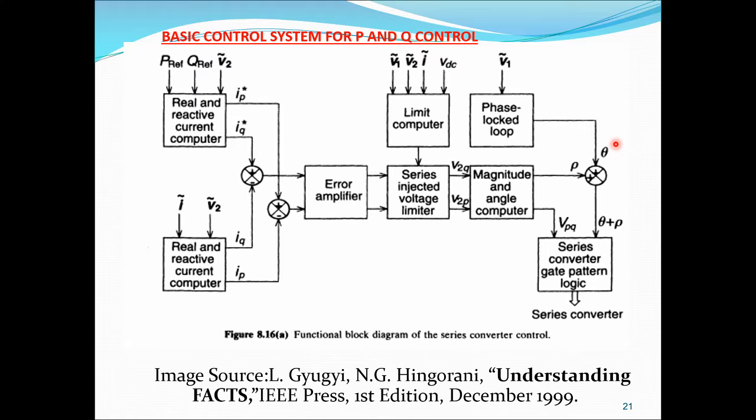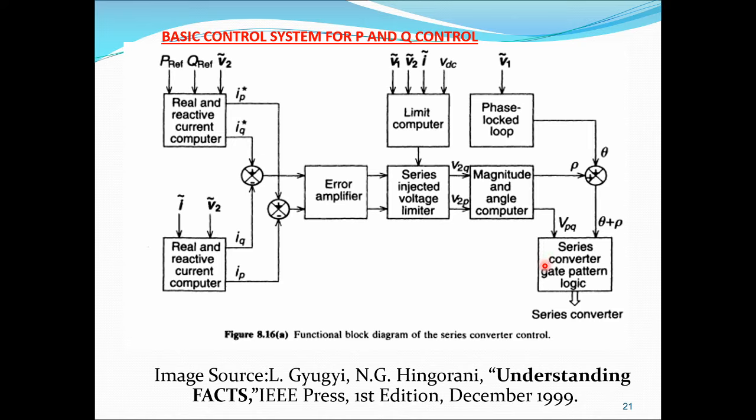Yeah, in our syllabus we have a basic control system for P and Q control, meaning how P and Q can control these parameters. This one is another block: the series converter control. Can you answer whether series converter control comes under side 1 or 2? It's obviously 2, because the series converter comes under the second side. That's why it's a 2 side.